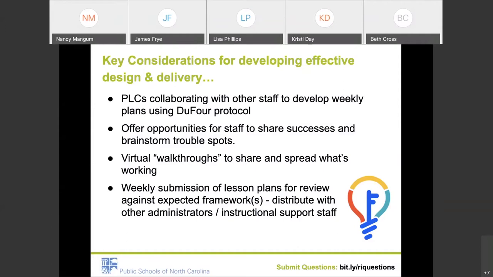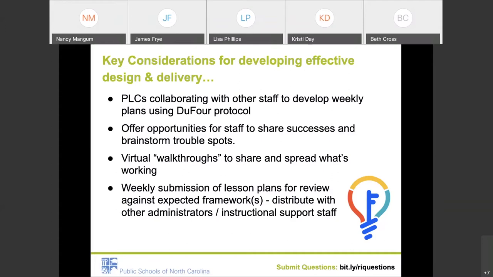That was important before, but it's even more important now as we figure out how to communicate clear learning goals and targets that we'll talk about a little bit later on. But that is important. If you don't have that, now is the time to do that. Offering opportunities for staff to share successes and brainstorm trouble spots, because we're all human.